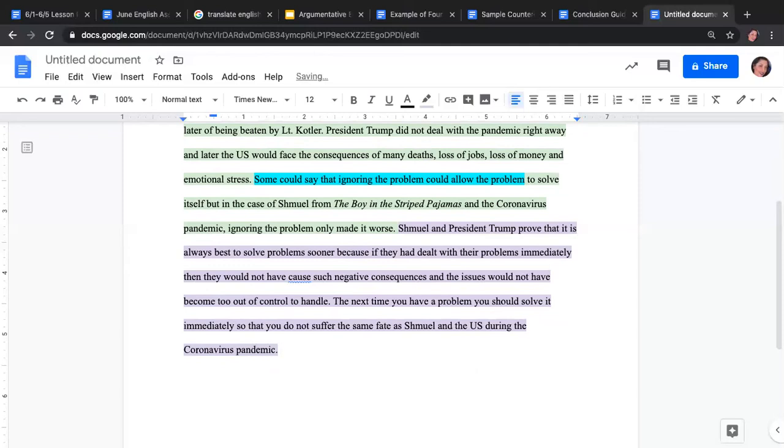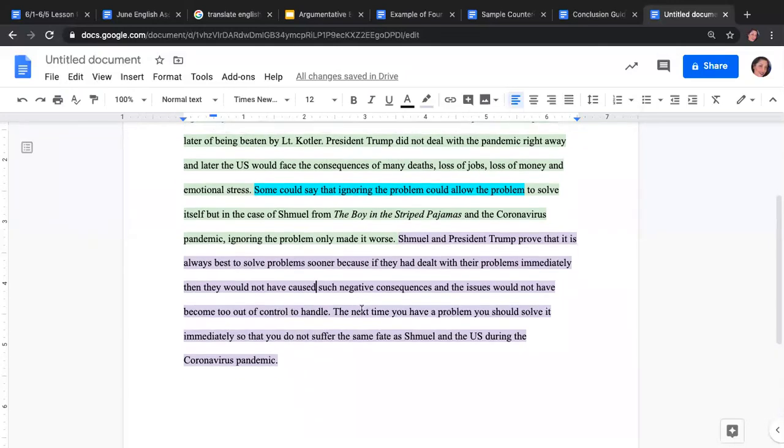And I think years later, when maybe future generations or my students that are now in 7th and 6th grade read these essays, right? It's like a warning to them. And they'll remember, oh, I remember that coronavirus pandemic. So that's what makes it such a good example, right? I remember reading The Boy in the Striped Pajamas. They didn't deal with the problem right away, and then it did get out of control. So that's a pretty good way to end my essay, huh?